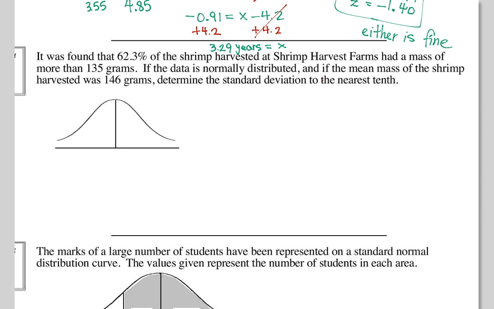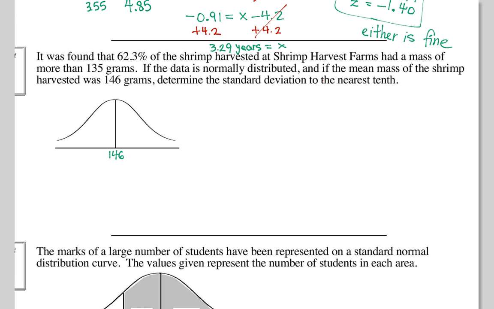If it was a company, maybe it's about years. If it's about a football team, maybe it's about weight. If it's about a basketball team, maybe it's about height. If it's about a hockey team, maybe it's about goals. It's totally just whatever they're talking about in the context. In this case, shrimp, they have a certain mass. We want to weigh them. It's normally distributed. That tells us it's this chart. The average, mean, is 146. Where does 146 go?